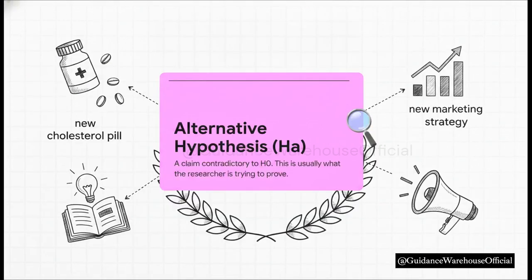Now, opposing the null is the alternative hypothesis, written as H sub A. This is a claim about the population that completely contradicts the null hypothesis. In almost all research, whether it's our new cholesterol pill, a radical new educational program, or a fresh marketing strategy, the alternative hypothesis is the challenger. It's usually exactly the thing the researcher is fighting so hard to prove.